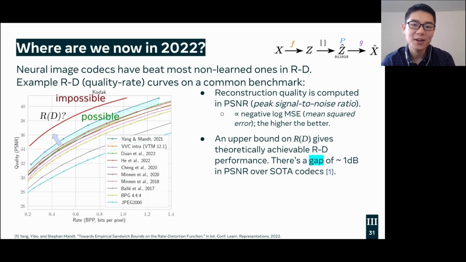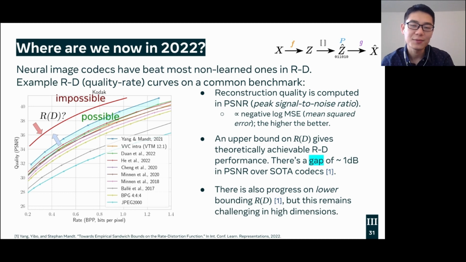It'd also be nice to bound the rate-distortion function from the other direction, which would really tell us when we've hit a performance ceiling. I've made some progress on this problem in the setting where the data has low intrinsic dimension, but the problem in general remains quite challenging.